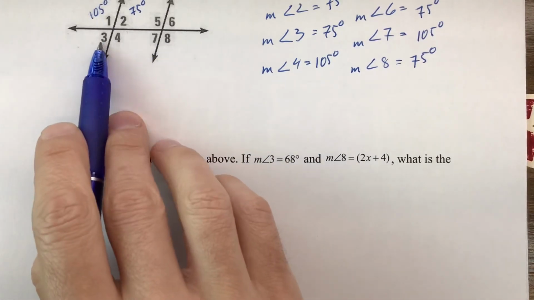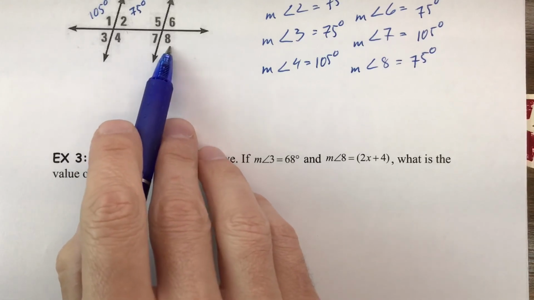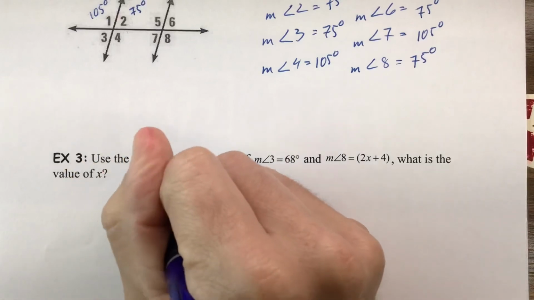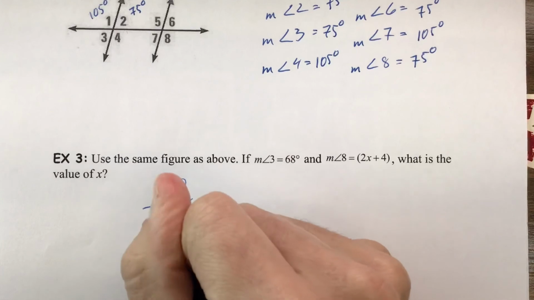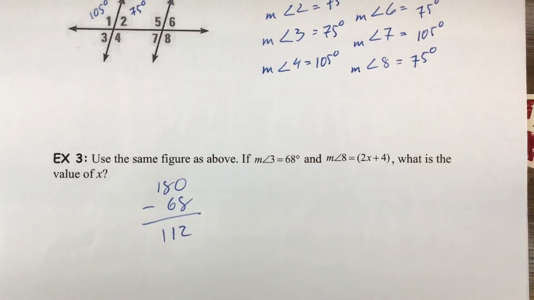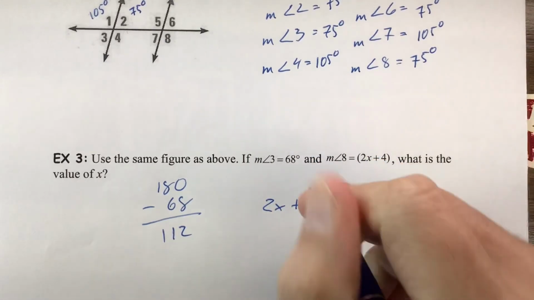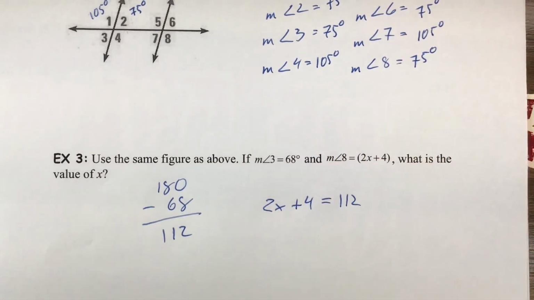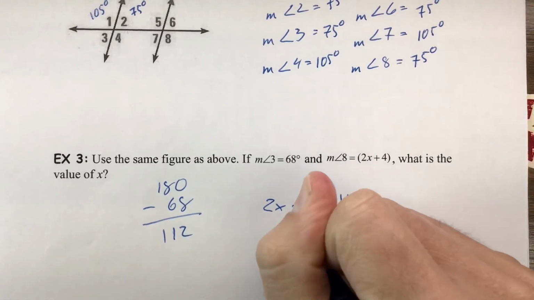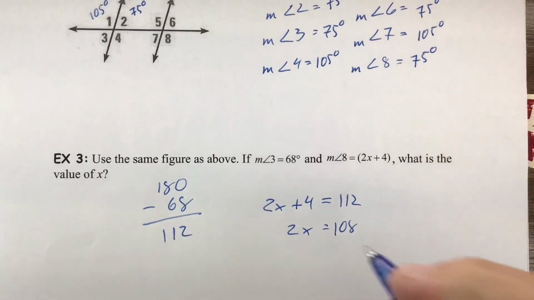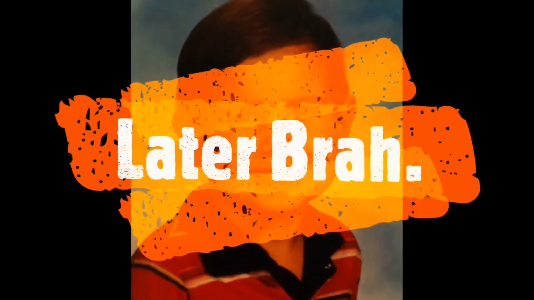You could match it up this way. You could say that 3 is congruent to 7. So if 7 is 68, this has to be the supplement. All right, so what is the supplement? We take 180, subtract 68, and that will leave us with 112. So we can take the expression 2x plus 4, just set that equal to 112. Go ahead and solve. We're going to subtract 4, get 108 is equal to 2x. Divide that by 2, and x is equal to 54. Wait, what?